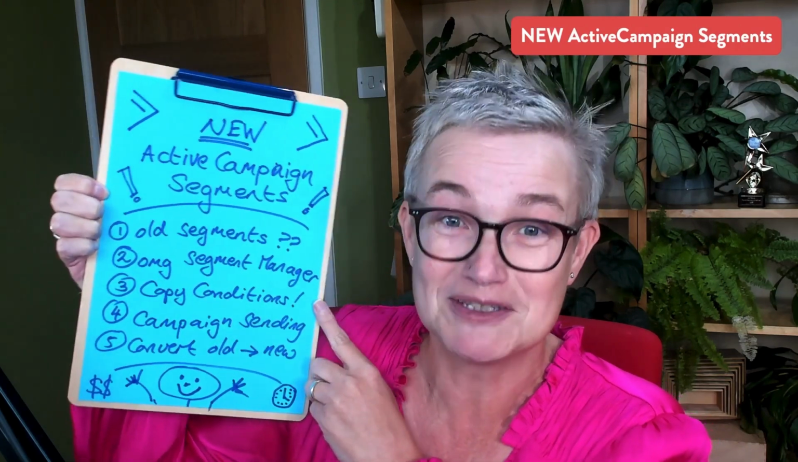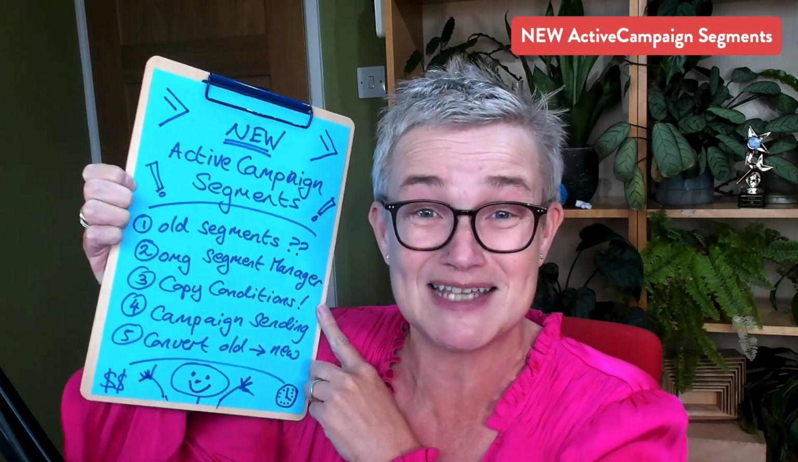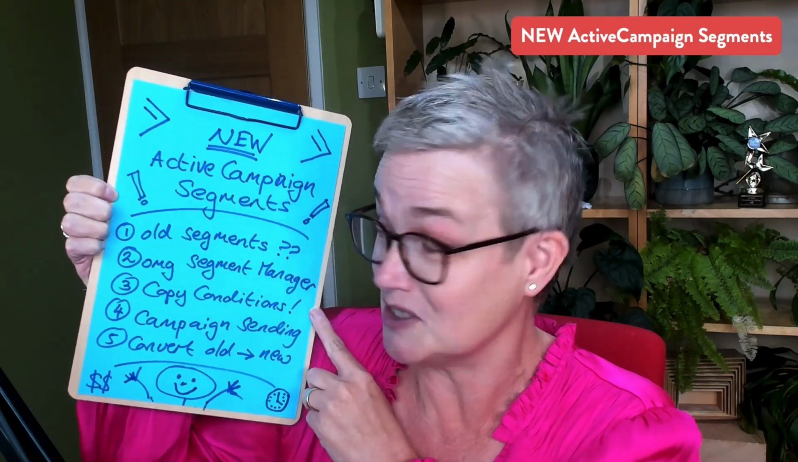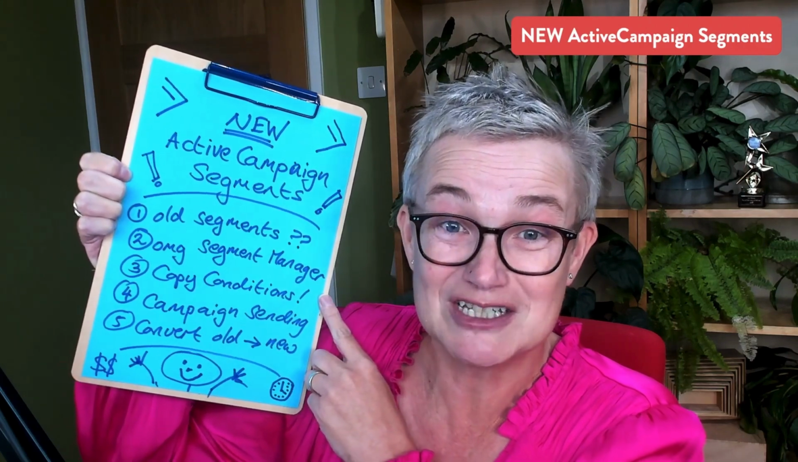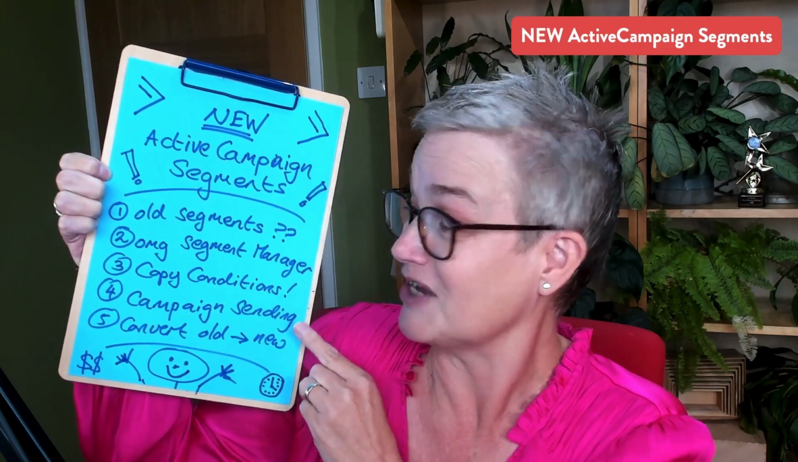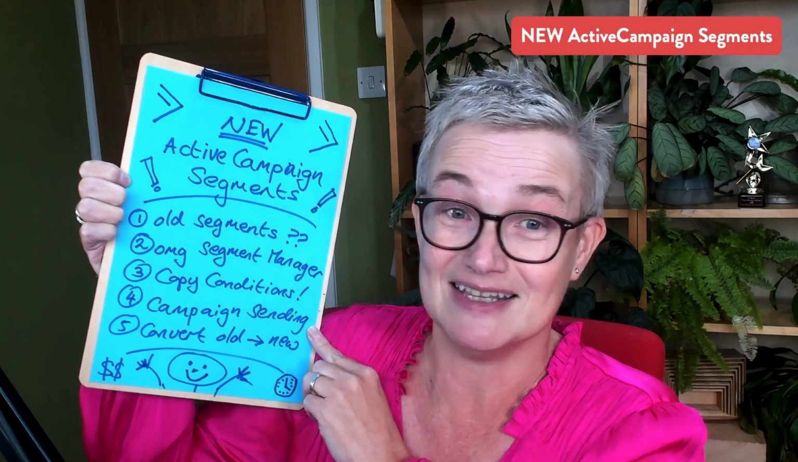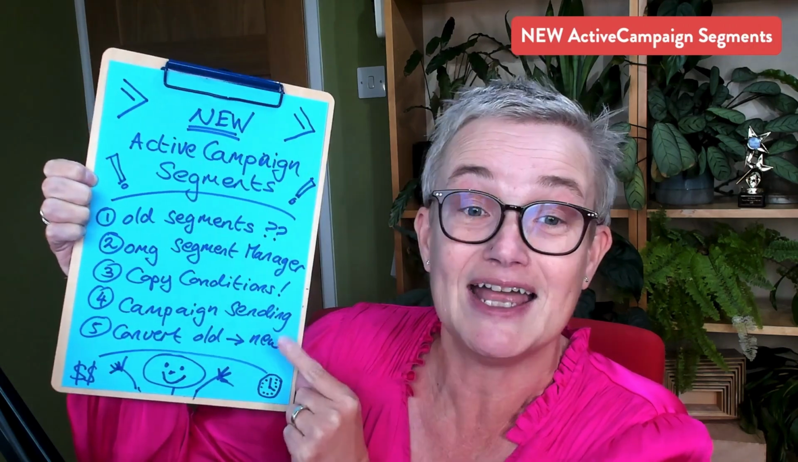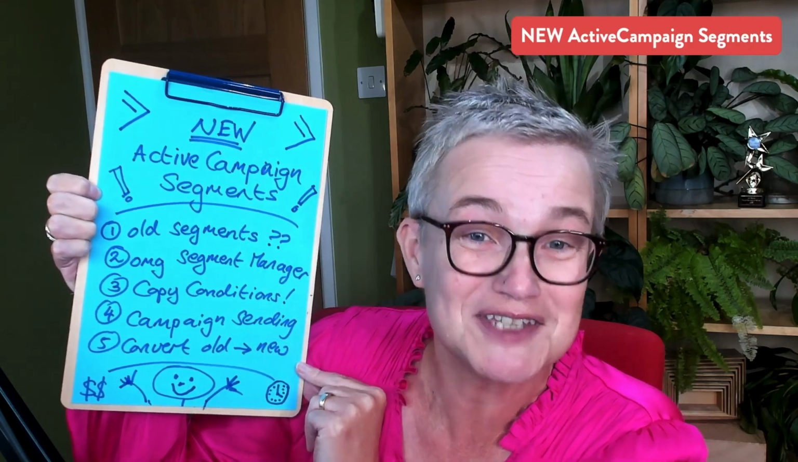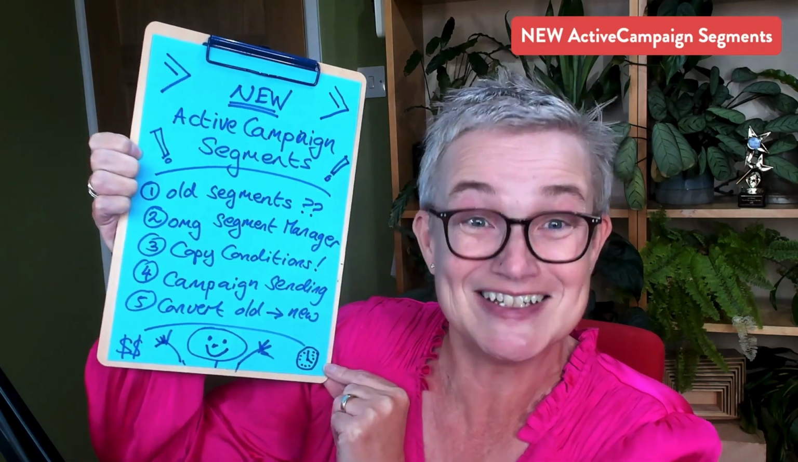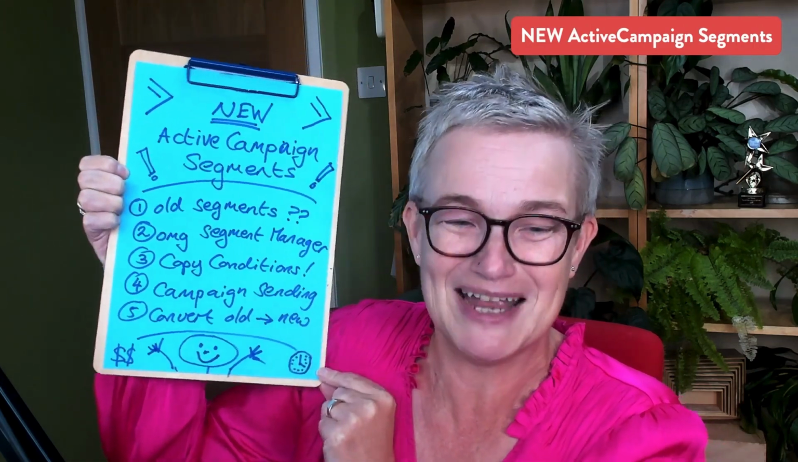And we're going to talk about some super exciting, time saving, stress busting, money saving things you can do with the new conditions. You can copy the conditions from your segments and use them anywhere in ActiveCampaign. We can do some brilliant new things in campaign sending. That, I think, is the most exciting thing. And I'm going to tell you how to convert your old segments to new segments. This is my great picture of how excited we all are about ActiveCampaign segments.